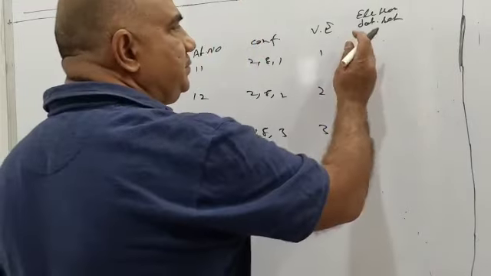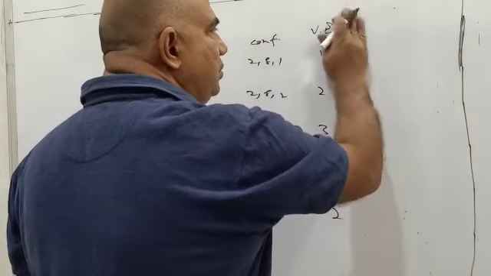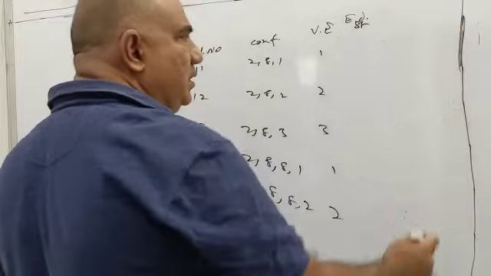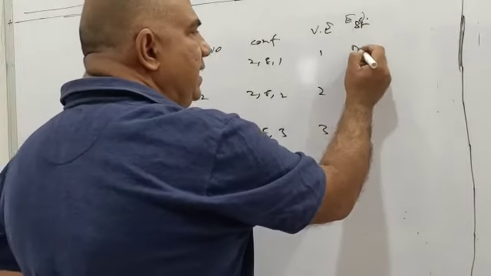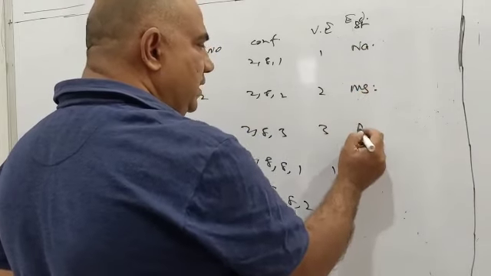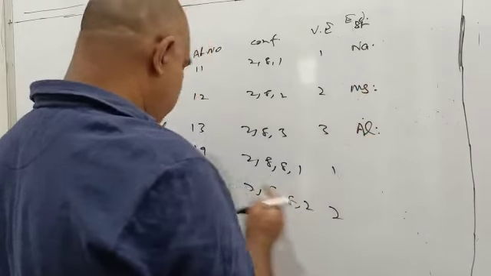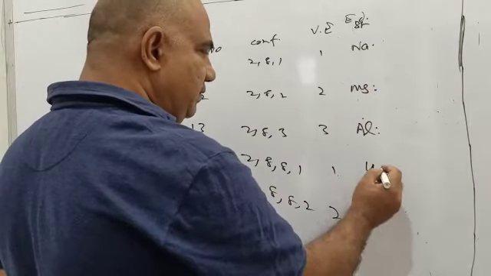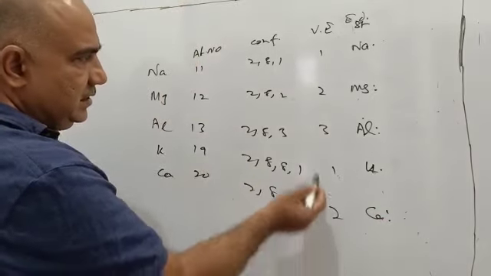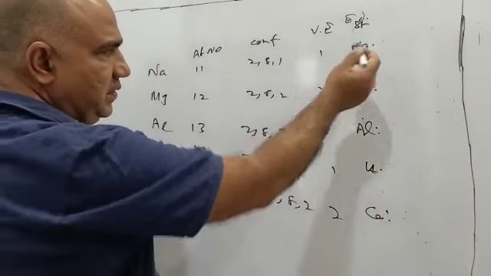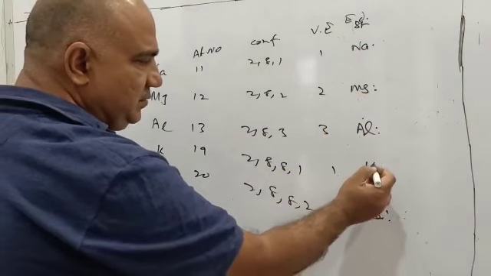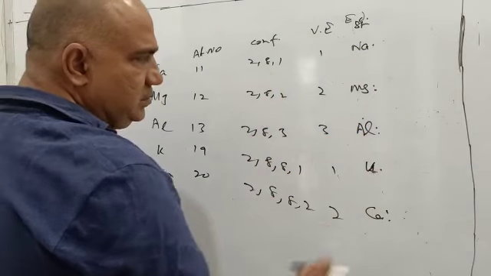So let me write here electron dot structure, because one more column we need. It will be Na with 1 dot, magnesium 2 dots, aluminum 3 dots, potassium again 1 dot, and calcium again 2 dots, because these are the numbers of valence electrons: 1 valence electron 1 dot, 2 valence electrons 2 dots, 3 valence electrons 3 dots, 1 valence electron 1 dot, and 2 valence electrons 2 dots.